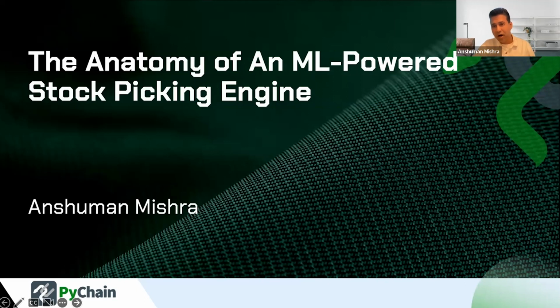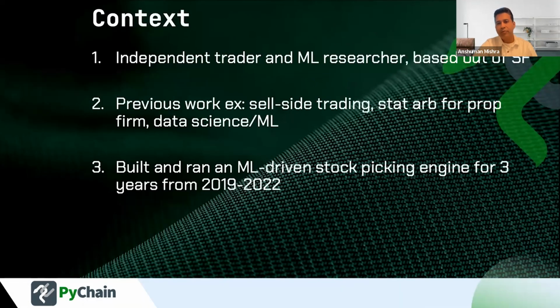Hi everyone, I'm Anshuman. I'll be talking about the anatomy of an ML-powered stock picking engine. To briefly introduce myself and add some context, I'm an independent trader and machine learning researcher based out of San Francisco. I've previously worked as a sell-side trader in New York and as a prop trader building mid-frequency statistical arbitrage strategies. For the last 3 years, I worked on building an engine that would pick stocks using machine learning to try and beat the S&P 500.